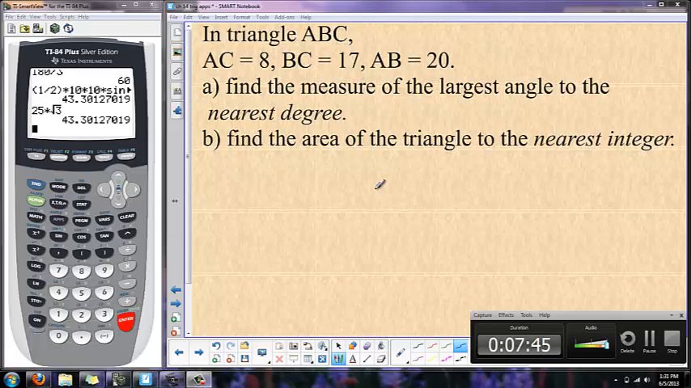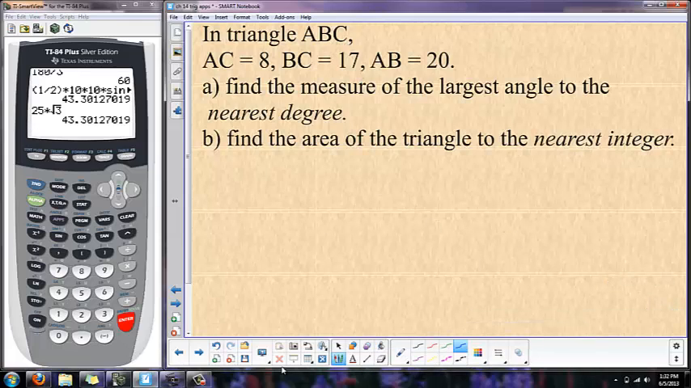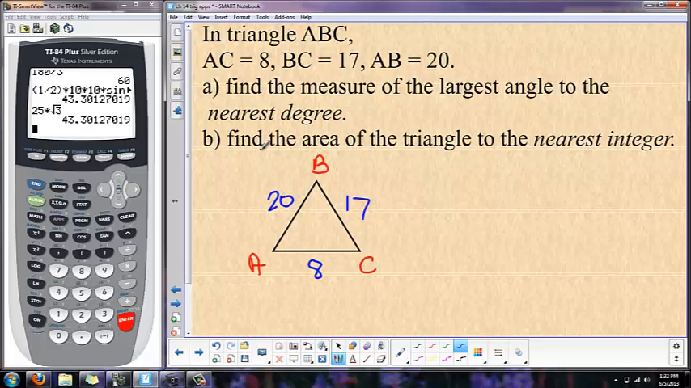In triangle ABC, let's draw a triangle and label it ABC. AC is equal to 8. BC is 17. AB is 20. Okay, so this is a two-part question, so let's see what they want us to do. Find the measure of the largest angle to the nearest degree.